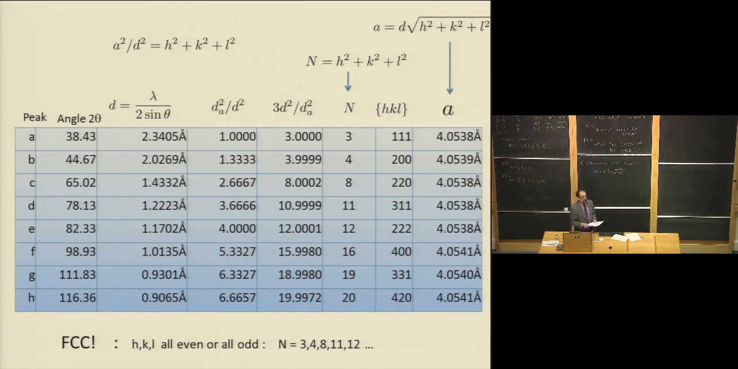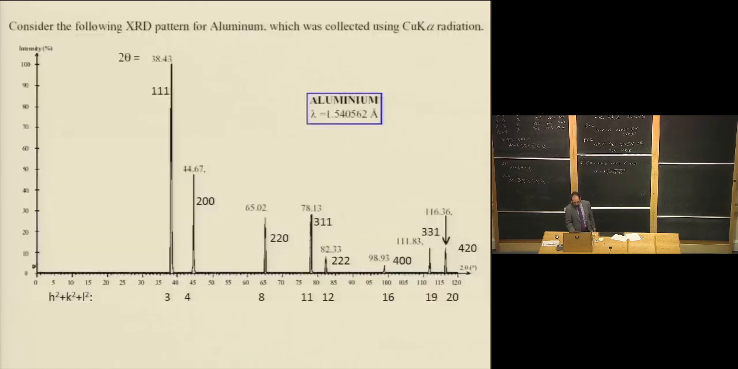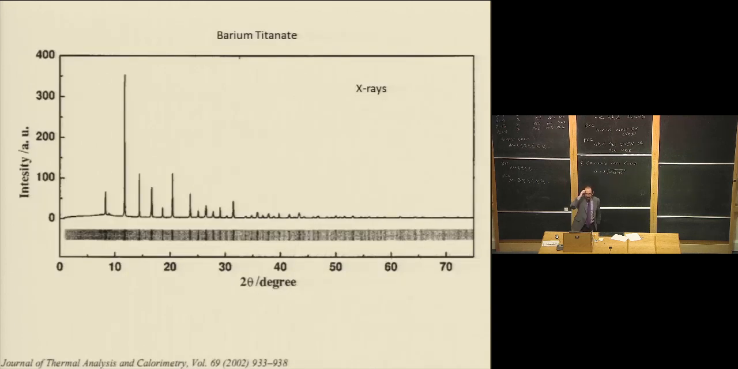Okay? So that's generally how it works. Now, when you get good at this, you don't even have to really do this whole calculation. You can sort of look at the pattern and have a pretty good idea what it is. So there's aluminum there, with the Miller indices labeled appropriately. So I'm going to show you a pattern. And without actually doing any calculation, we can tell what the lattice type is.